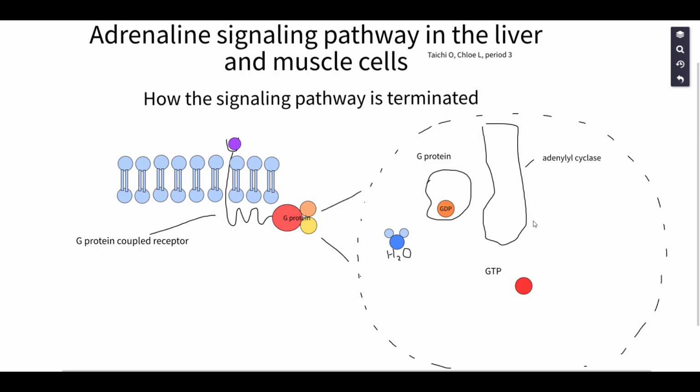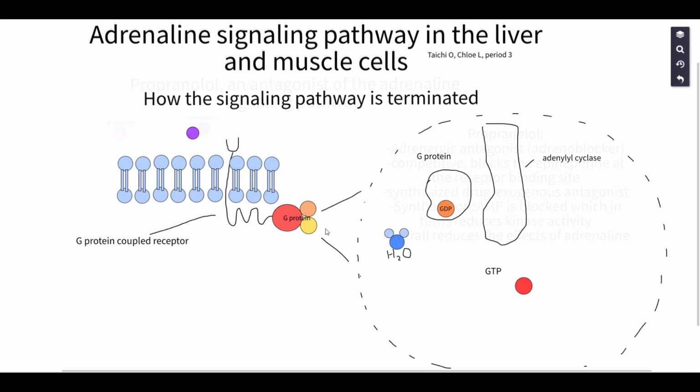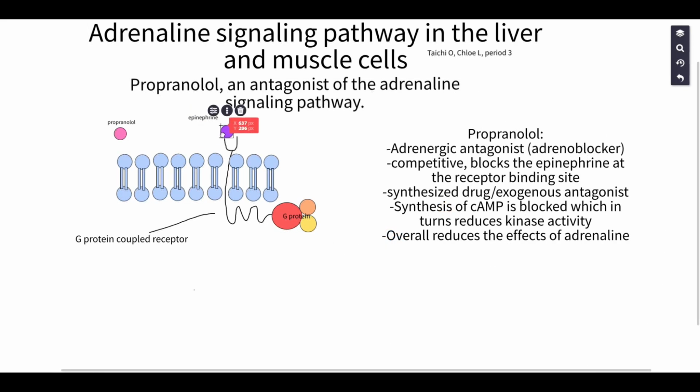The other method is where the epinephrine that is bound onto the binding site slowly dissociates and causes the entire pathway to stop. An explanation of a specific antagonist of the signaling pathway is propranolol, which is a beta adrenergic antagonist, aka beta blocker, as it blocks epinephrine at the receptor binding site.